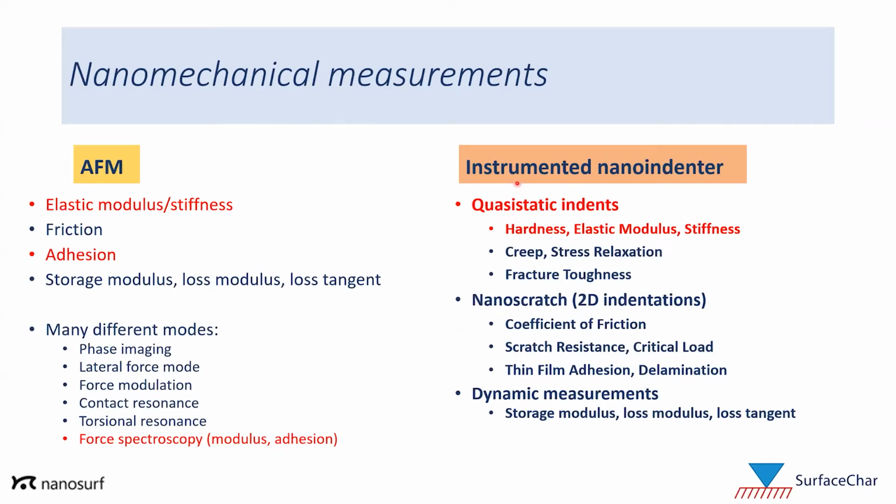Now, an instrumented nanoindenter can also measure a wide variety of mechanical properties. The ones we're going to focus on today are hardness and elastic modulus, which is the stiffness. And that is done through what are called quasi-static indents. But the nanoindenter can measure other properties such as creep, fracture toughness. You can add a second dimension to the indenter and perform nano scratching measurements to measure the coefficient of friction and scratch resistance. And like AFM, it can also measure dynamic measurements. So storage modulus, again, loss modulus, and loss tangent.